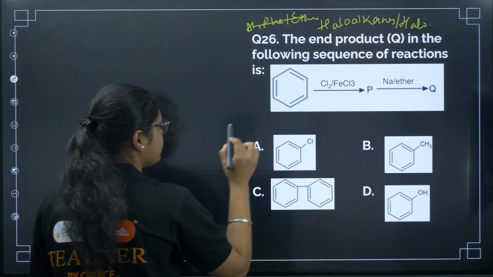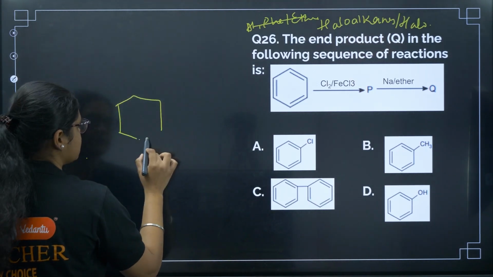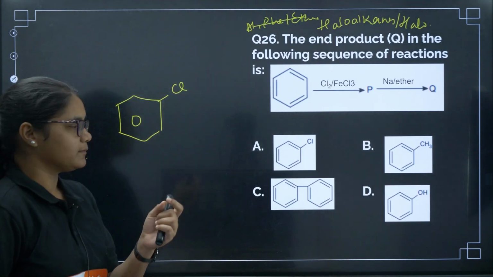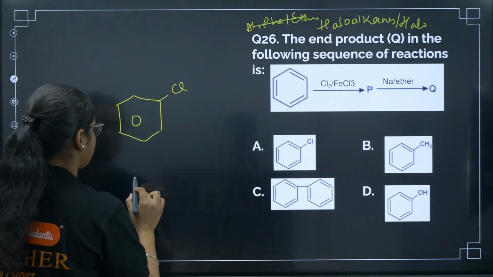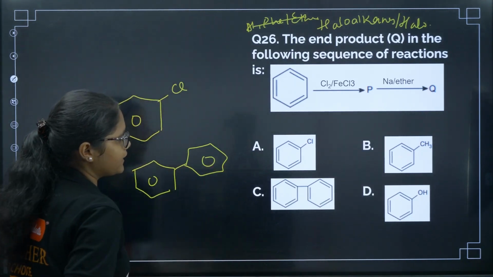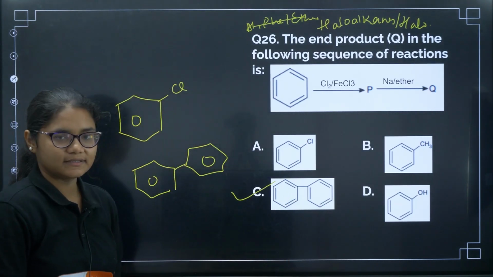Okay. Now, if you see, first one is chlorination of benzene. So first you have to add chlorine molecule. Then when you do sodium ether, that is your Wurtz-Fittig reaction. So what will happen? We will get 2 chlorine molecules, right? So the correct answer for this question is option number C.